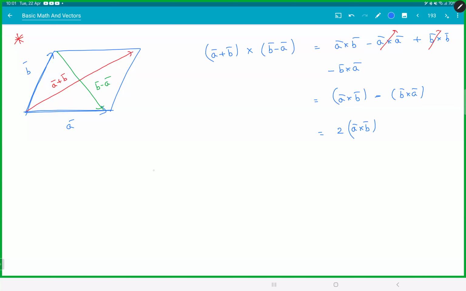So this is another result you can remember. Half of C bar cross D bar gives you the area of the parallelogram, where C bar and D bar are diagonals of the parallelogram. So if you take sides, it is A cross B. If you take diagonals, it is half of C cross D.